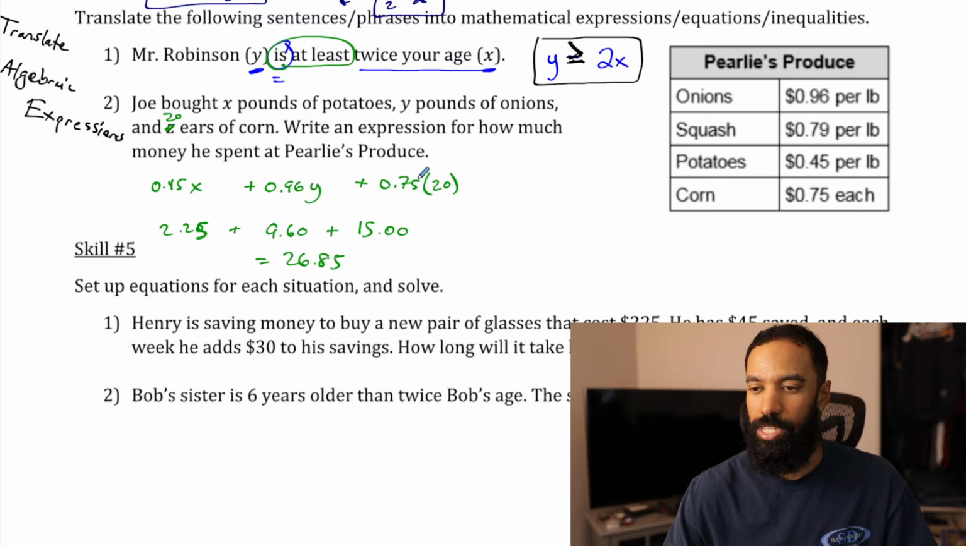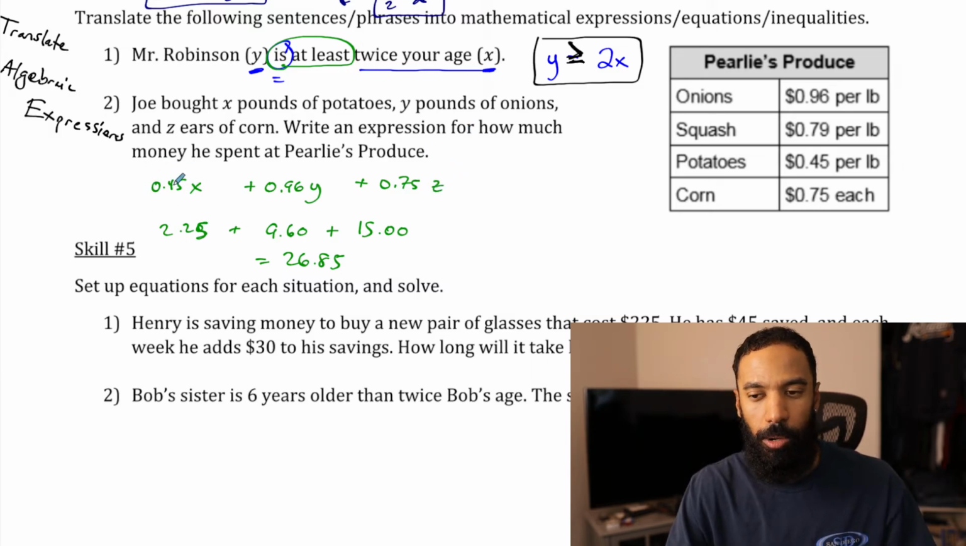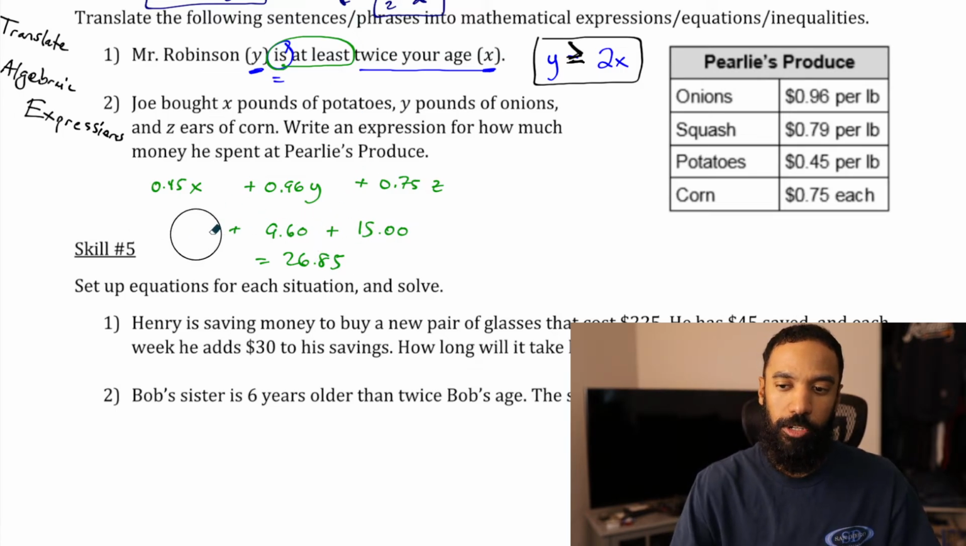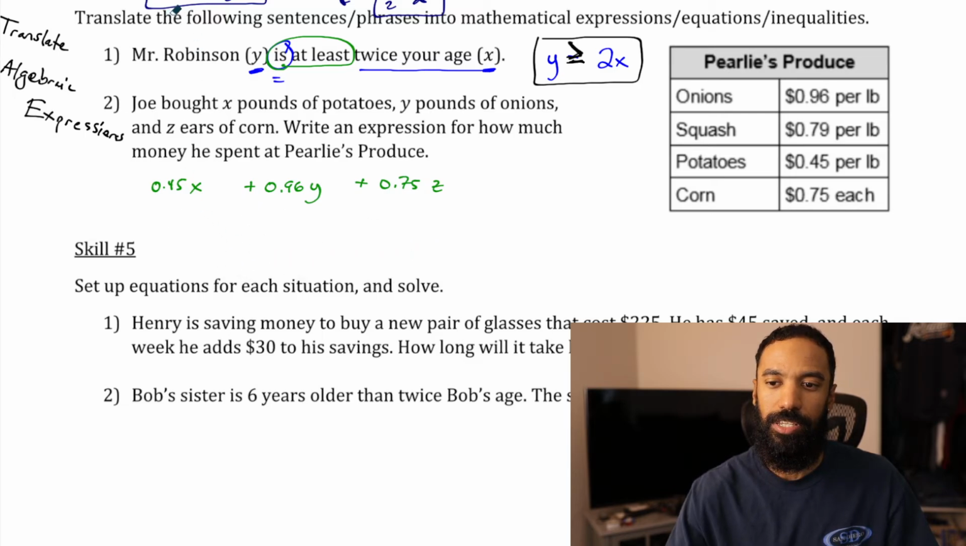And then you will take the 75 cents you spend per ear of corn, and you multiply it by the z ears of corn that he bought. Each individual term shows how much he spent on potatoes, on onions, and on corn. And when you add them up, you get a total. Now, we didn't have actual numbers here, so I'm going to erase them. But here is the expression. It's nothing equals anything.